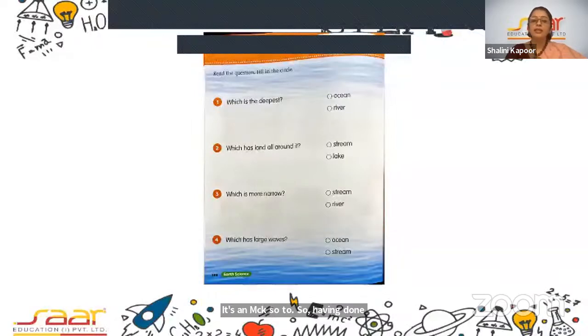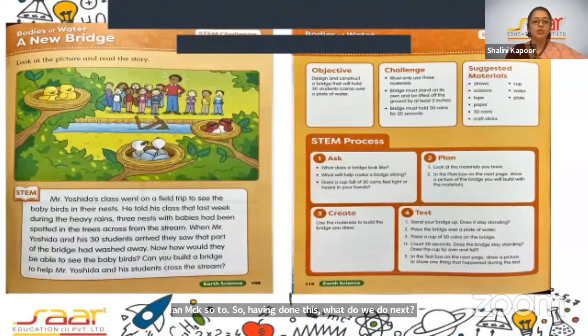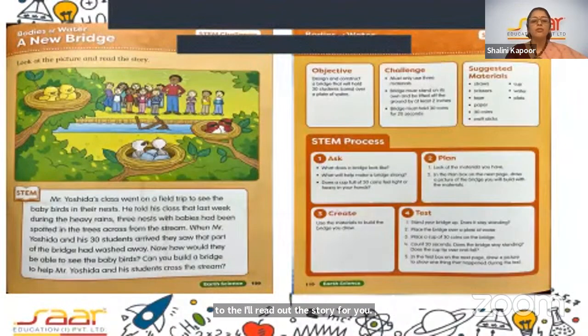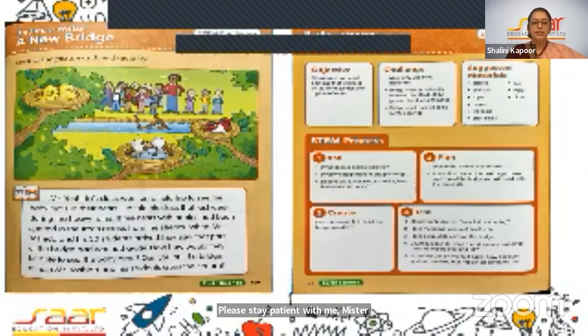Then the next thing in your book is a STEM challenge, where there is a short story which will lead the children to the challenge. I'll read out the story for you. Please stay patient with me. Mr. Yoshida's class went on a field trip to see the baby birds in their nest. He told his class that last week during the heavy rains, 3 nests with babies had been spotted in the trees across from the stream.